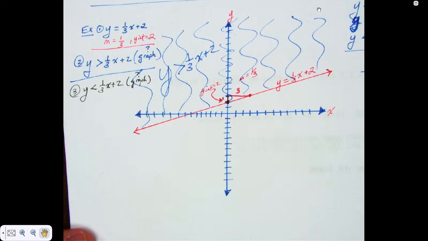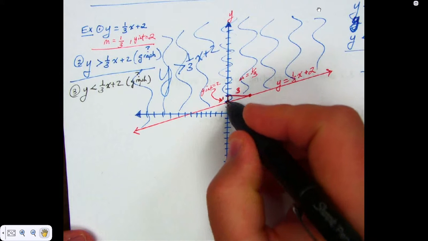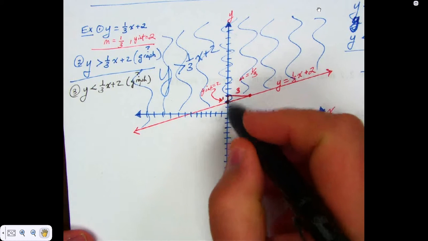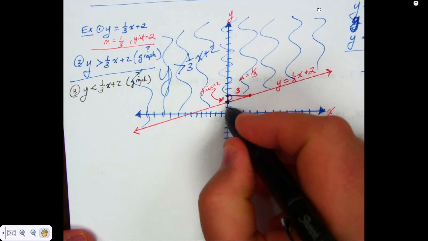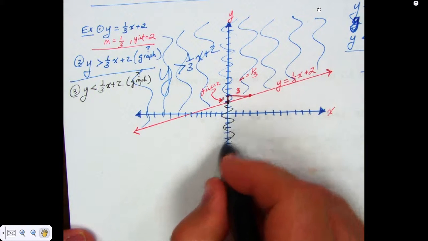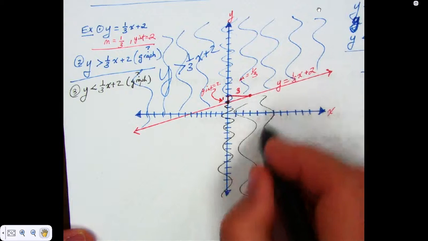Go to your y-intercept. Where are the y's less than? Going down or going up? Boom. Here's a point where it's less than, right? So I shade what? On that side of it, everywhere on that side of it.